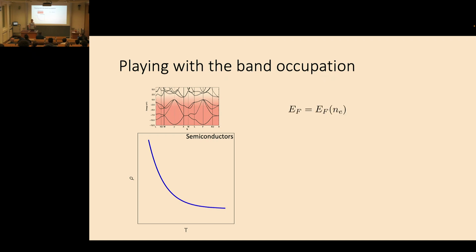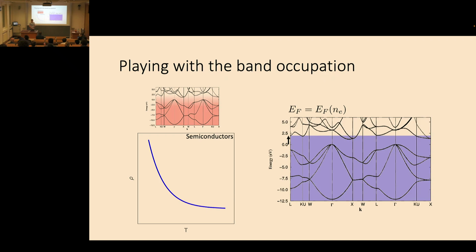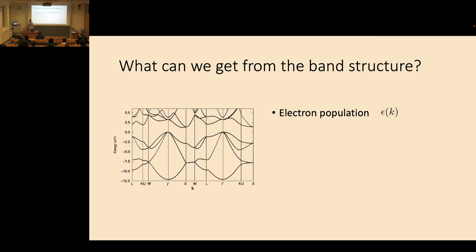Another way in which we can control the occupation is by modifying the Fermi energy. The Fermi energy is always some function of the electron density, because as you can imagine, if we just add more and more electrons in the system, they're going to occupy higher and higher energy levels because of the Pauli exclusion principle. And so in silicon, if we inject it with more electrons, we can effectively move the Fermi level. And this is known as doping.